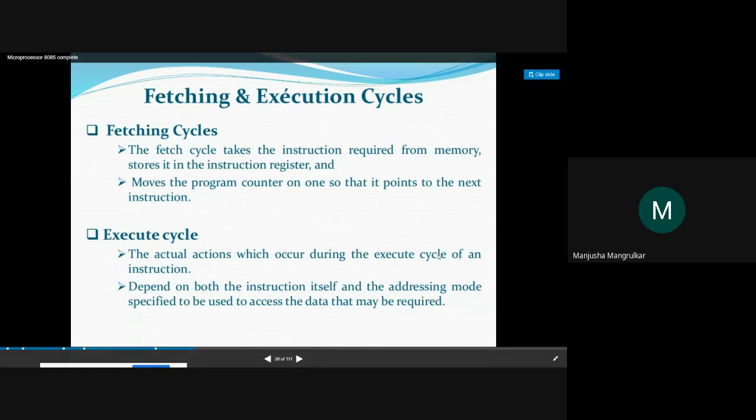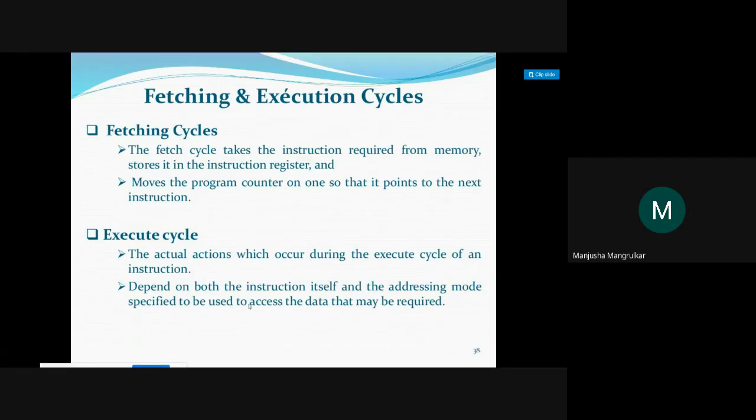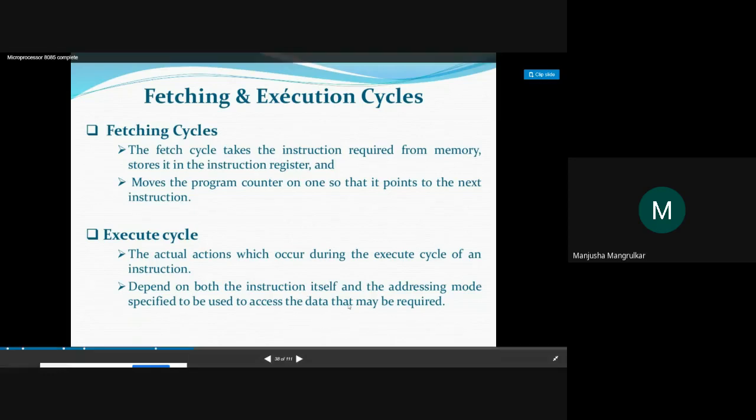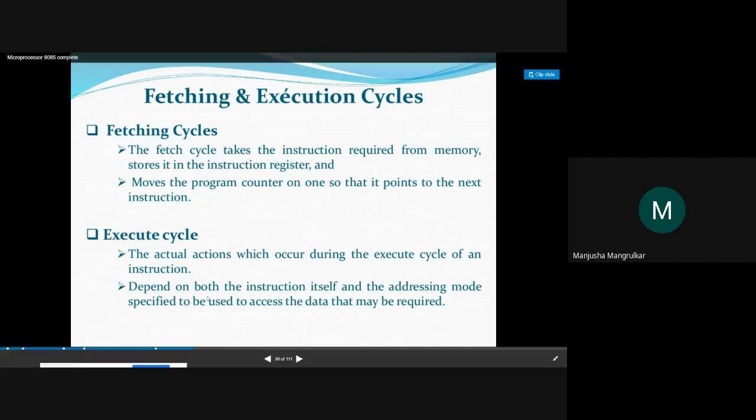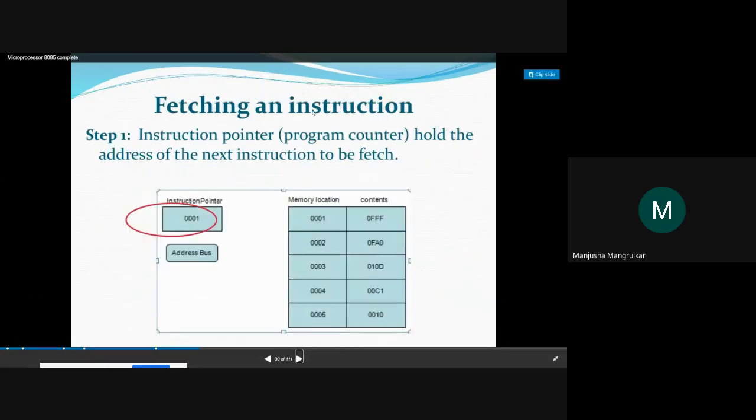Execution cycle: the actions which occur during the execution cycle of an instruction depend on both the instruction itself and the addressing mode specified to access the data that may be required, right? It has addressing modes, 1 byte, 2 byte, 3 byte, as we are seeing. On that basis of bytes, how many machine cycles and T states are required in that machine cycle, you are going to clear in this lecture, right?